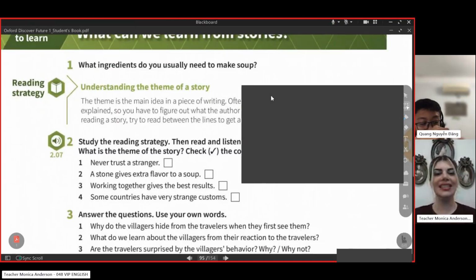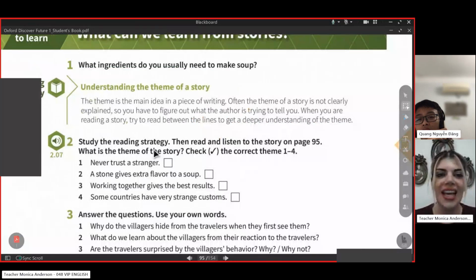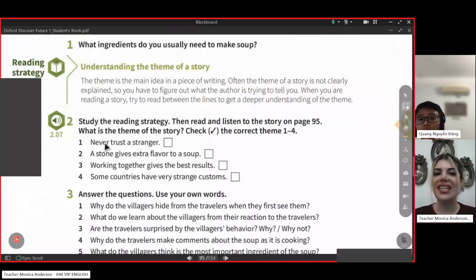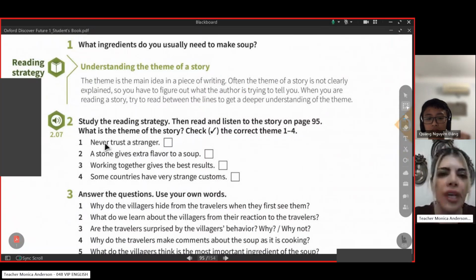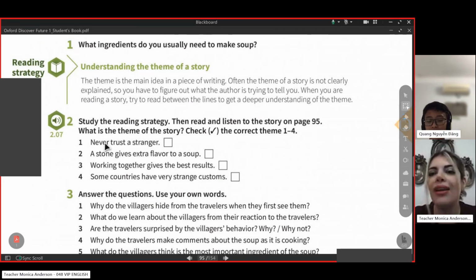Now let's get started on the book. First of all, we have a listening section. Of course, what is the strategy? We need to know how to understand the theme of a story. Of course, the theme is the main idea in a piece of writing, but how can we find out and figure out the main idea of, for example, a piece of writing?